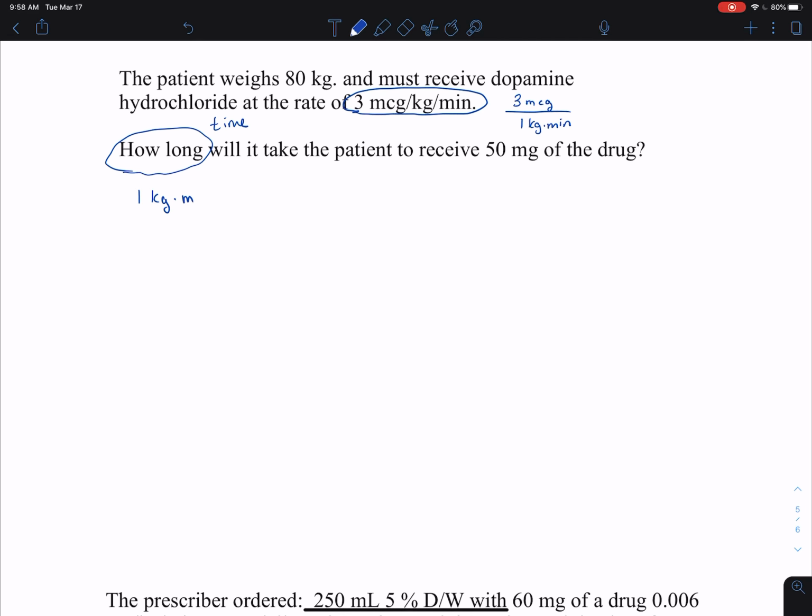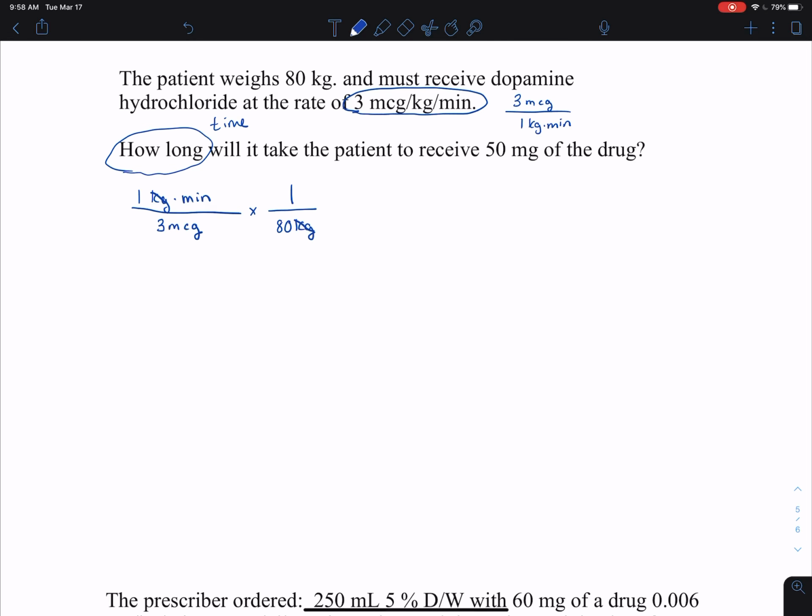So I'll have 1 kilogram per minute over the 3 micrograms. I'm doing this because I want to end in time, so I want to start with that time, that minutes, up in the numerator. Now I'm going to use dimensional analysis to cancel out the kilograms and the micrograms. They told me that the patient weighs 80 kilograms, so I'll put that 80 kilograms in the denominator to cancel out the kilograms. That's not a part of a rate, so the 1 goes up in the numerator.